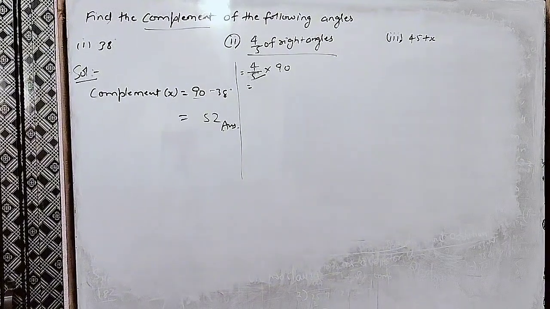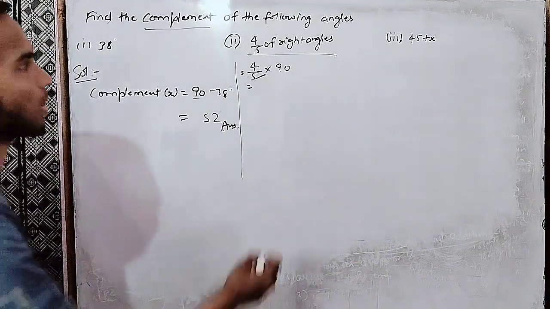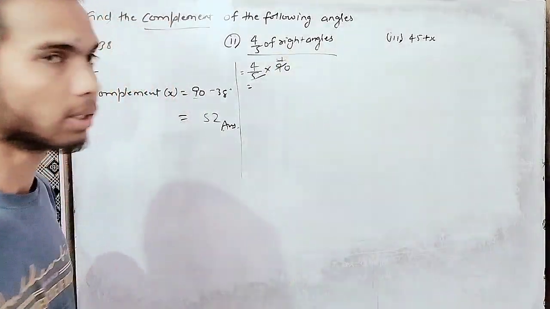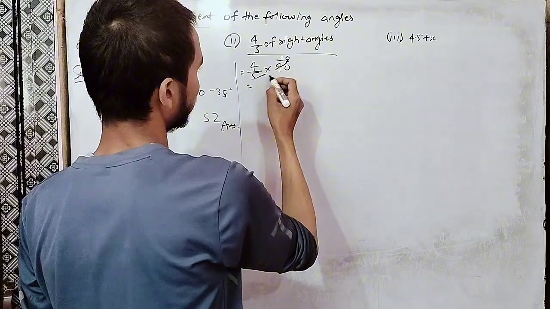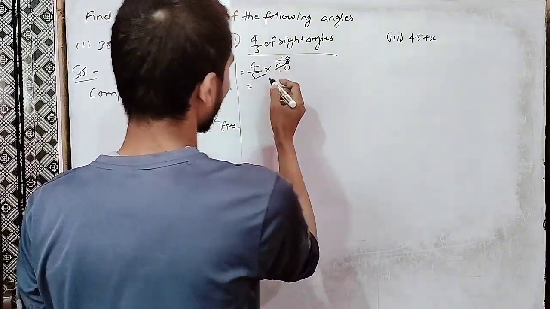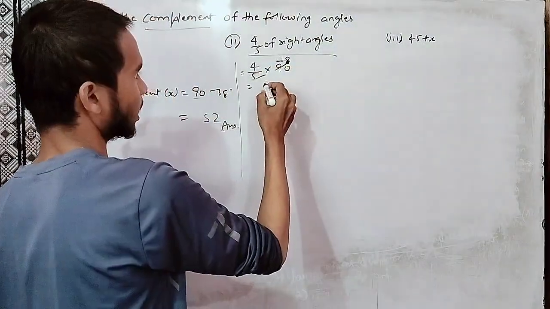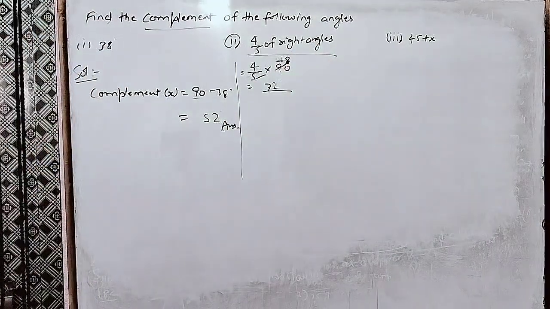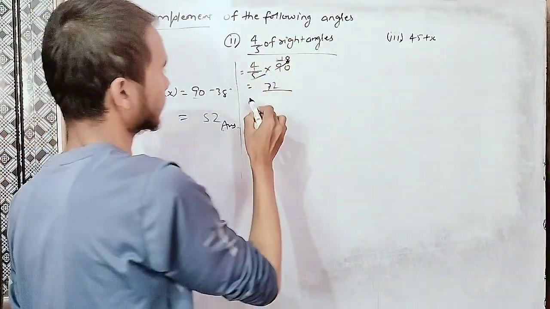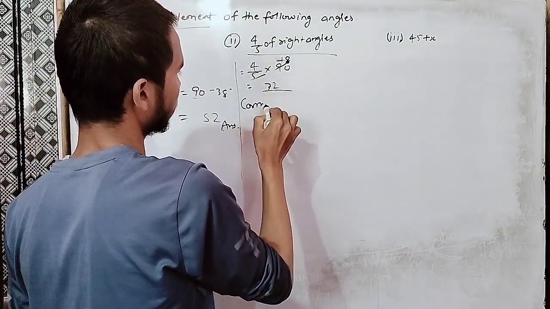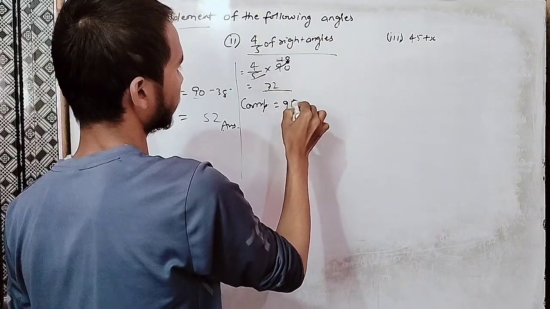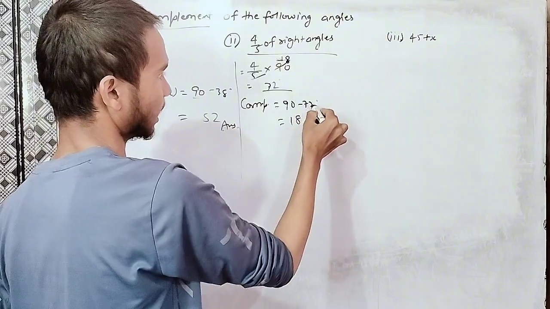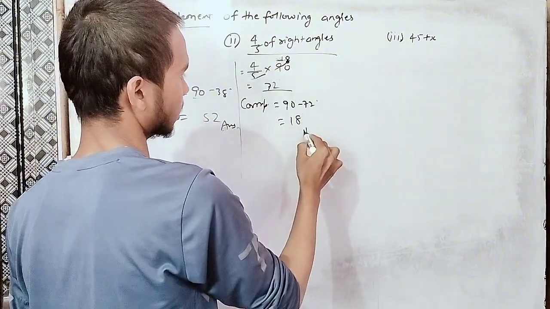So here 4 by 5 of 90 is 72. So this is the exact value of this angle. Now the complement would be 90 minus 72, which is how much? 18. 72 and 18 is 80, 10 more, 90. This is the correct answer.